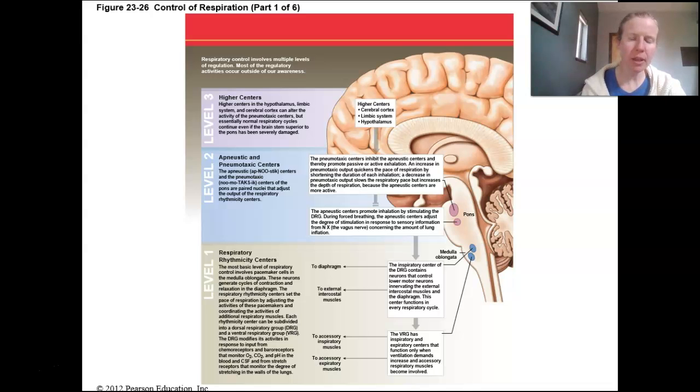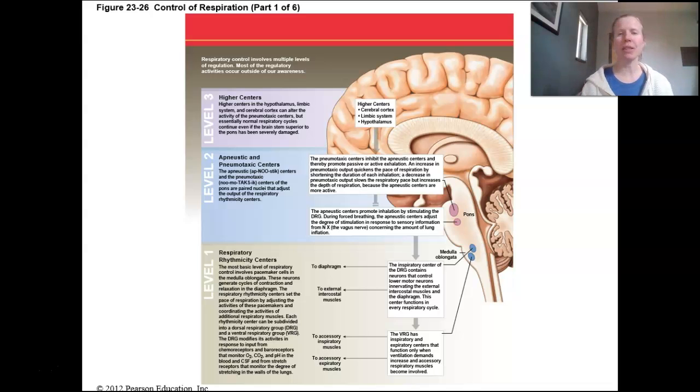CO2 is the main driver. You'll also get some information from some baroreceptors. So a decrease in blood pressure will actually relay through the nervous system and tell you to increase the breathing rate. There is a stretch reflex that happens in the lungs. And then you also have some reflexes in regards to noxious stimuli. So when you sneeze or cough, you're trying to propel an irritant out of the lungs, and there's a reflexive reaction that's set up by the brain in that regard as well.